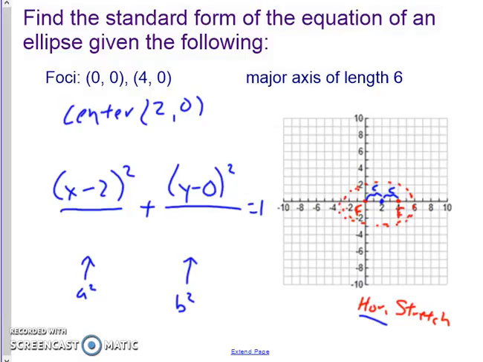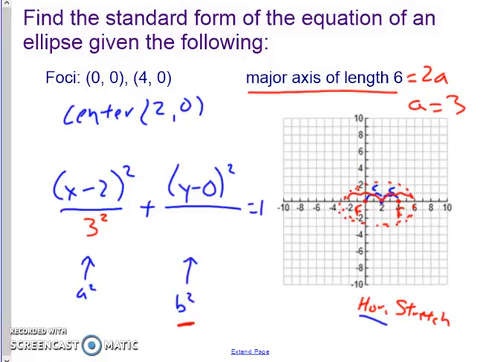Well, we do know that we here have our major axis of 6. Again, since our foci are here at (0, 0) and (4, 0), we know that we would count 3. This would give us our a value, because we know we'd count 3 in either direction to get our vertices. So our major axis is equivalent to 2a, a distance of 2a, therefore a would be 3. So that would give us our a squared value of 3 squared, or in other words 9. Now we just have to determine our b squared value.